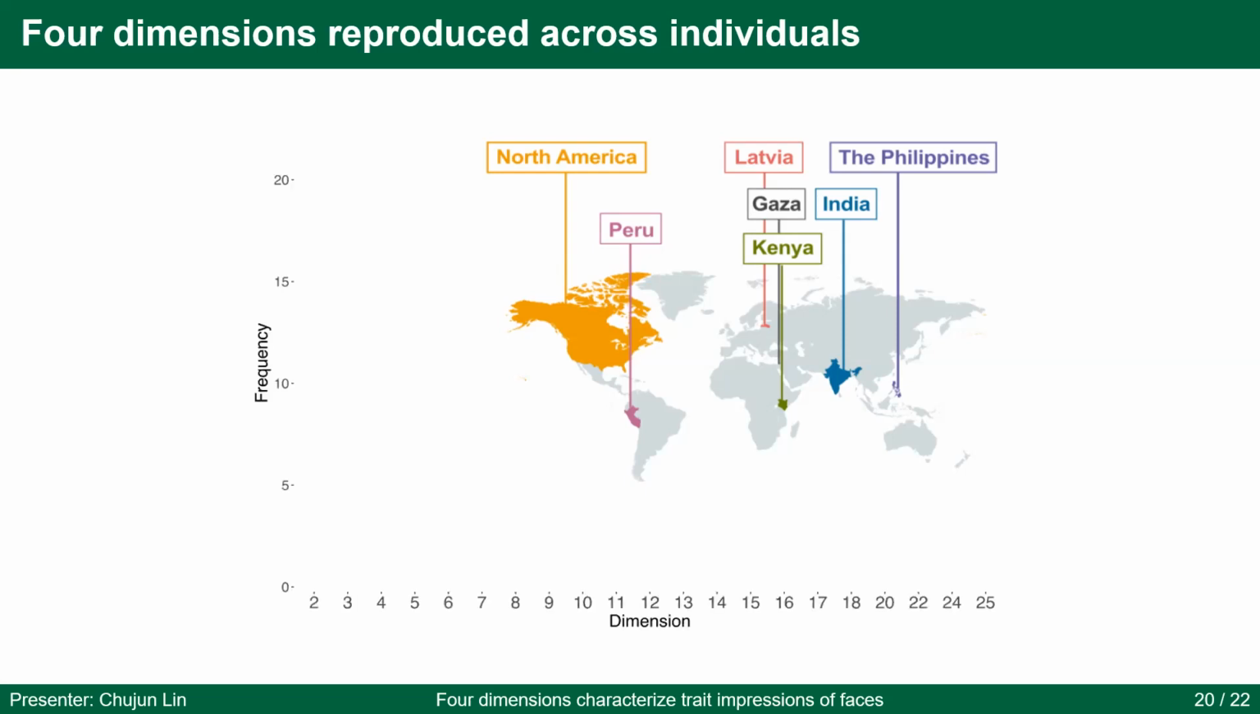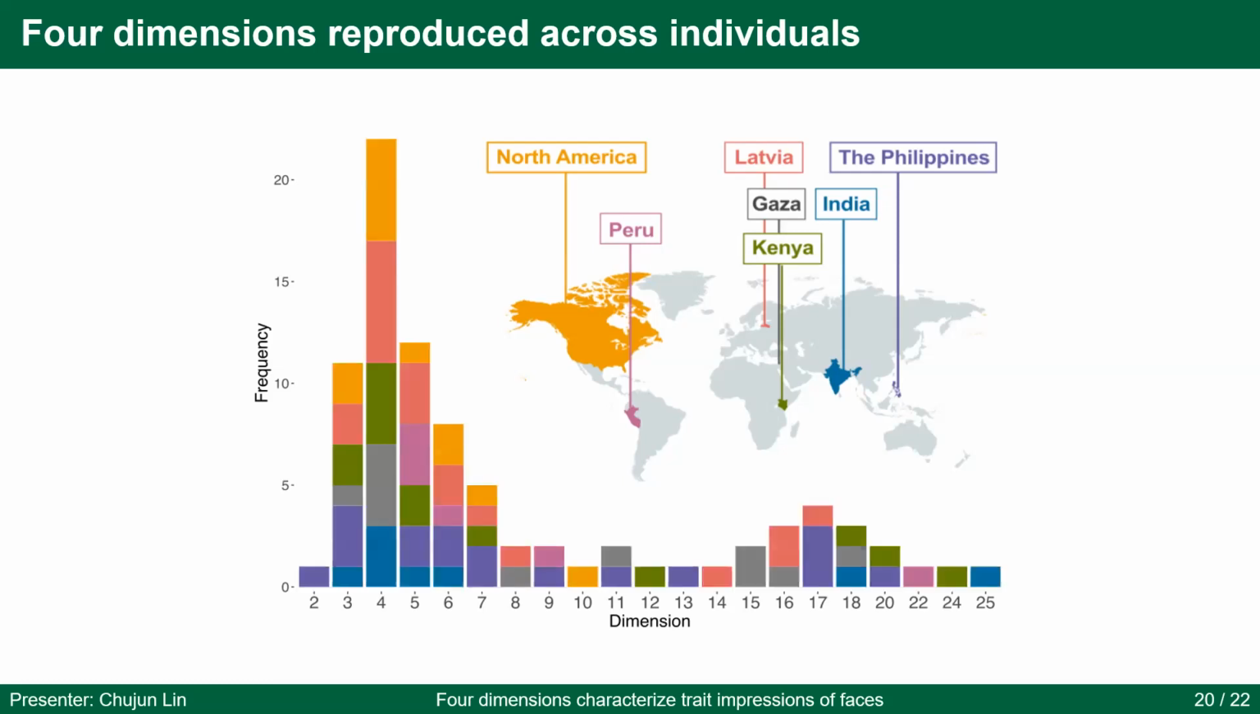Here, I show the results indicating the optimal number of dimensions in each participant's data. The x-axis indicates the different number of dimensions, and the y-axis indicates the counts of participants whose data indicated the optimal number of dimensions as listed in the x-axis. Again, a 4-dimensional structure is most prevalent across individual participants. More importantly, we reproduce the same 4 dimensions as in the US samples in individual participants.